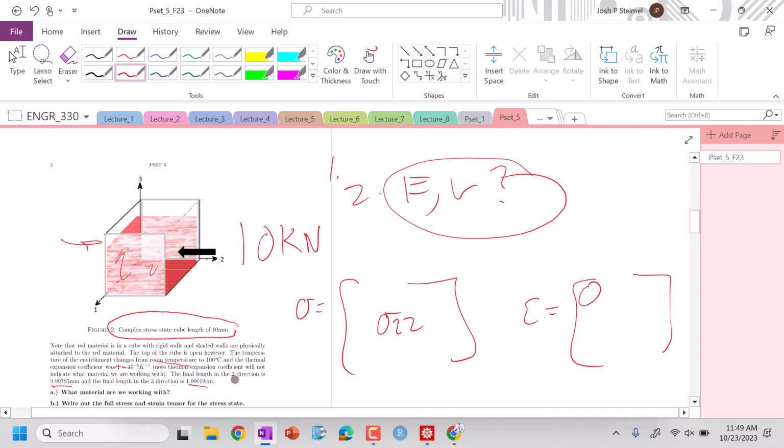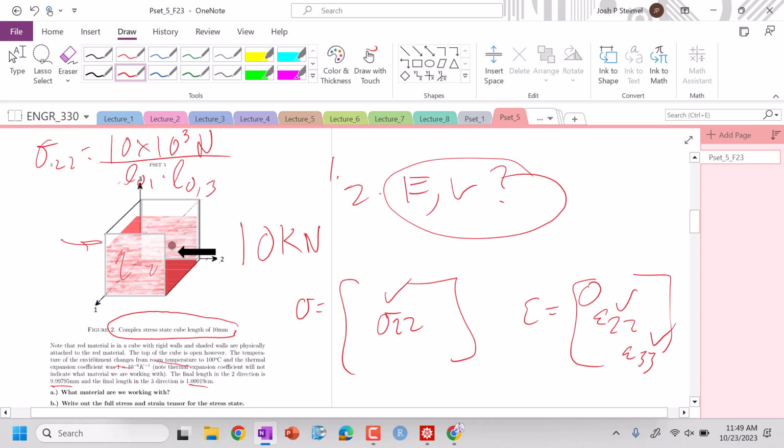There's a change in the dimensions in the 2 and the 3, so there will be a strain in the 2,2, there will be a strain in the 3,3, and we know each of those values. We also know the stress in the 2,2 because the stress in the 2,2 will simply be equal to my 10 times 10 to the 3 newtons over my initial length in the 1 times the initial length in the 3 direction in meters. So we know that as well.